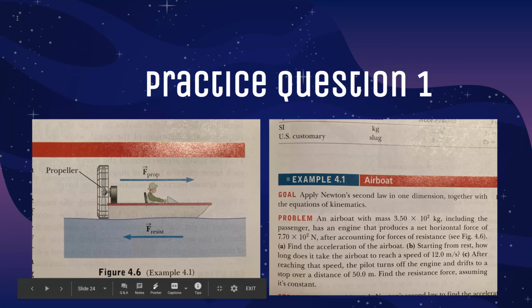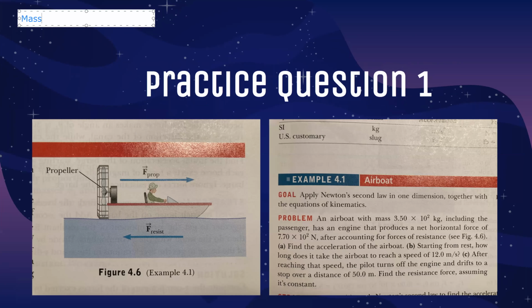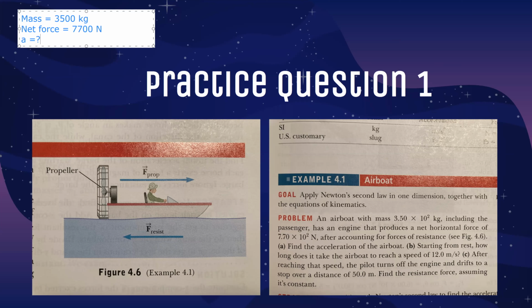Okay, so it tells me that the mass is equal to 3.5, I'll just say 3,500 kilograms. And then the net horizontal force, right? It says net horizontal force, which means that it's the sum of all the forces. So the net force is equal to 7.7, or you could just say 7,700 newtons. Okay? For part A, they're asking find the acceleration of the airboat. So your acceleration is the problem you're trying to find.